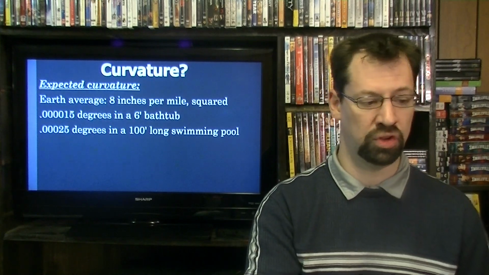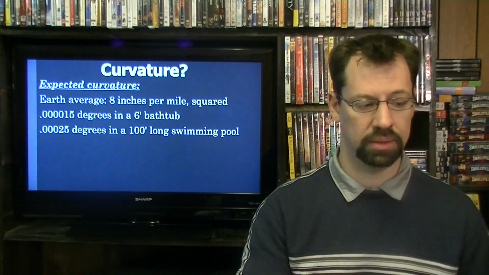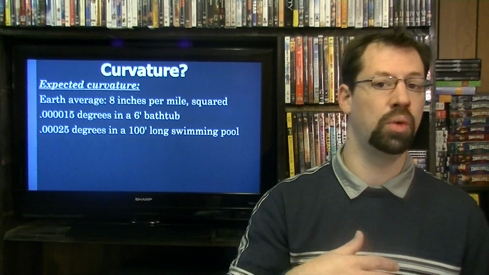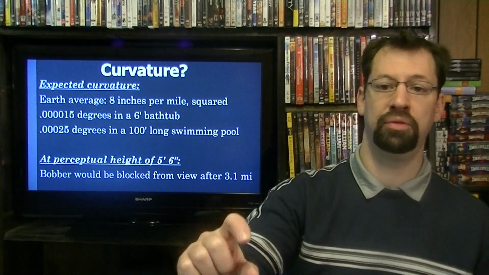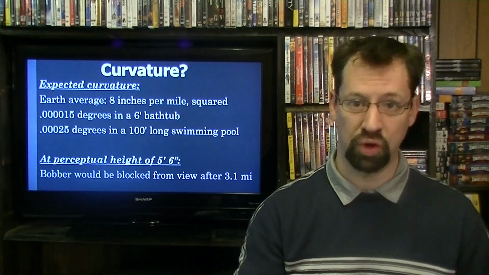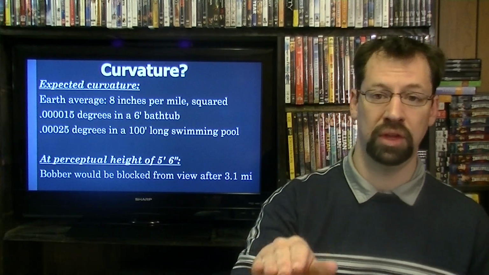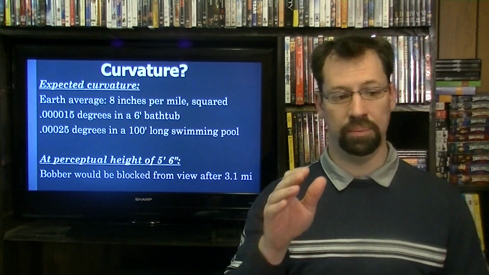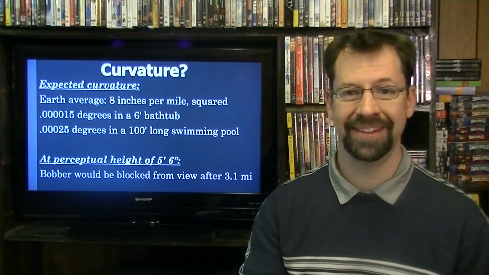Just to give you an idea with the Earth average of 8 inches per mile squared, if you could walk on water like Jesus, you would start to lose a bobber floating in the water about 3.1 miles away. If you could possibly see a bobber from 3.1 miles away, which you probably couldn't, you would start losing the ability to see that bobber after 3.1 miles according to the globe earth model. Alright?